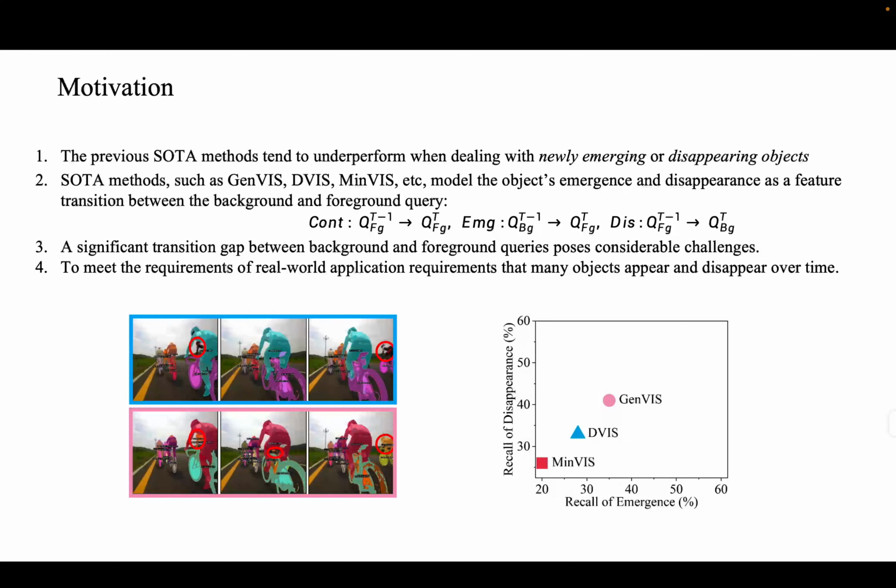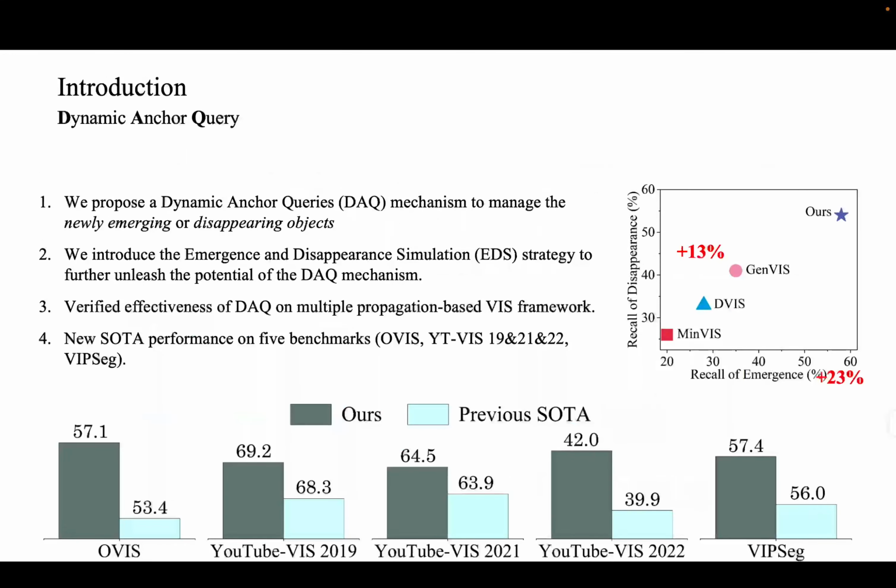But a significant transition gap between background and foreground queries poses considerable challenges for newly emerging objects detection and disappearing objects filtering. In this work, we proposed the dynamic anchor queries, DAQ, mechanism to address this challenge. We propose a DAQ mechanism to manage the newly emerging or disappearing objects.